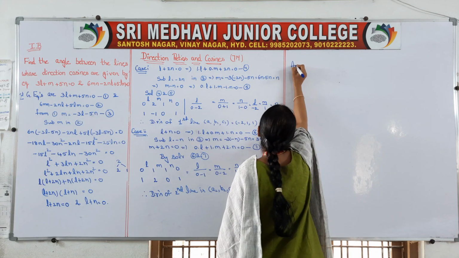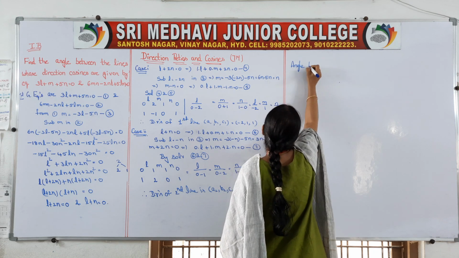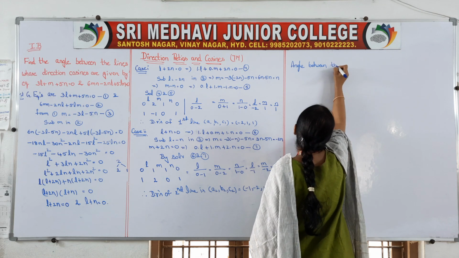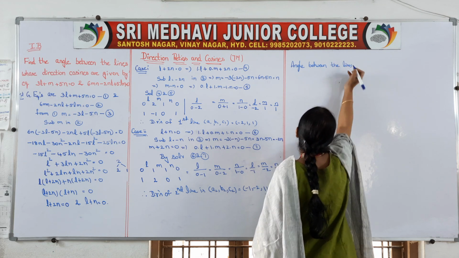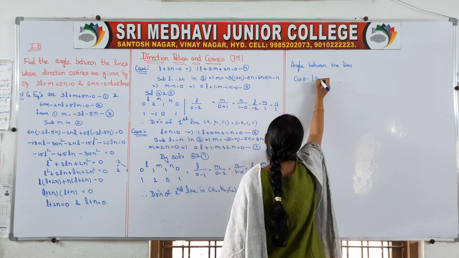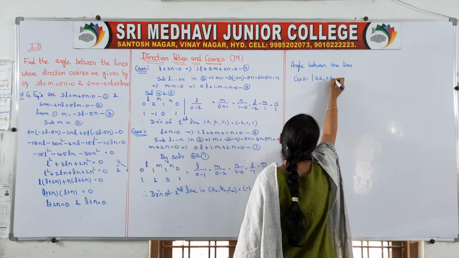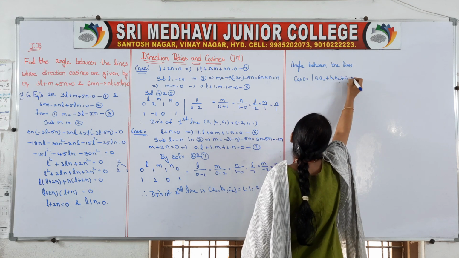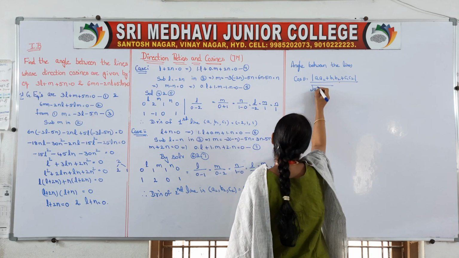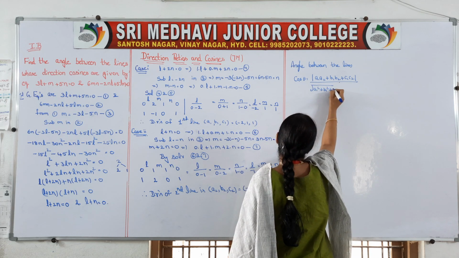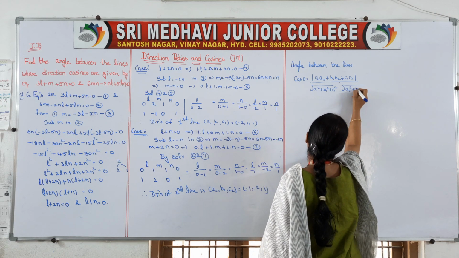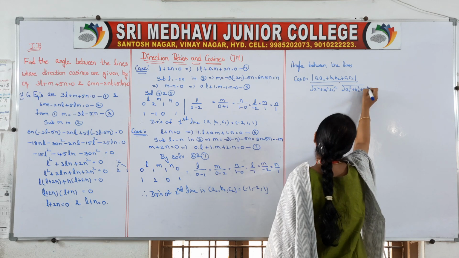The angle between the lines, what is the formula? It is cos theta is equal to modulus of A1 A2 plus B1 B2 plus C1 C2 by root of A1 square plus B1 square plus C1 square into root of A2 square plus B2 square plus C2 square.